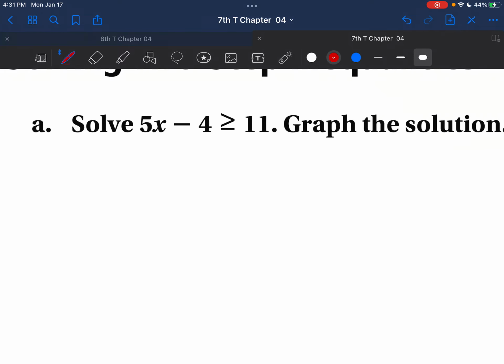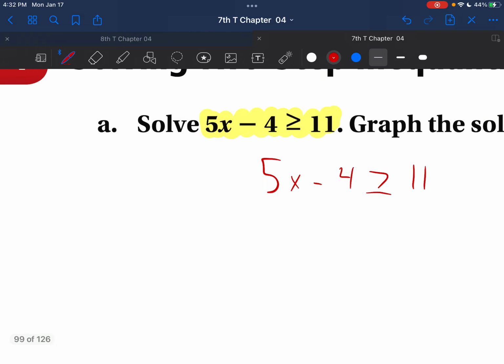I would like you to copy this question down, please. Here we go. Just like we said, we're learning two steps, which means there's two steps involved. 5x minus 4 is greater than or equal to 11. Let's double check some information that we know. This is less than, that's greater than, less than or equal to, greater than or equal to. These ones are open circles. These ones are closed circles.